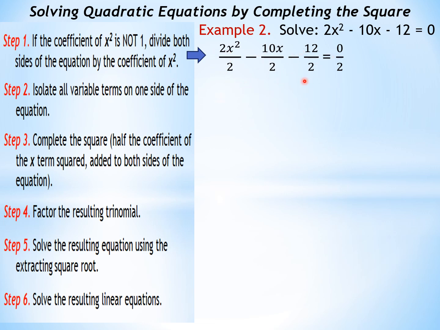Okay, so that is step number 1. So, to simplify, 2 divided by 2 is 1. Negative 10 divided by 2 is negative 5. Negative 12 divided by 2 is negative 6. Ayan. So, the resulting equation is x squared minus 5x minus 6 is equal to 0. Step number 2. Ano ba yung step number 2 natin? Okay?